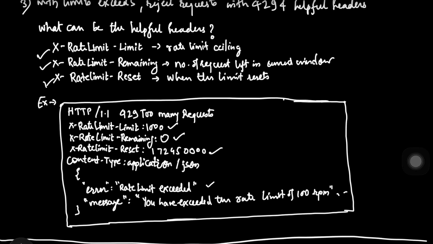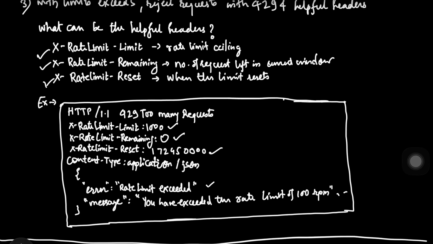So now that we have our logic working, we need to address our final functional requirement, that is returning proper errors and status codes. When a request is rejected, we don't just want to drop the connection, we want to be helpful. So the client knows exactly why they were blocked and when they can try again.